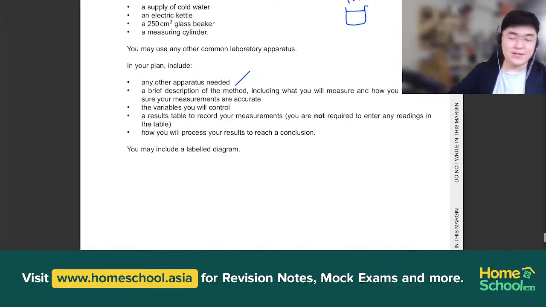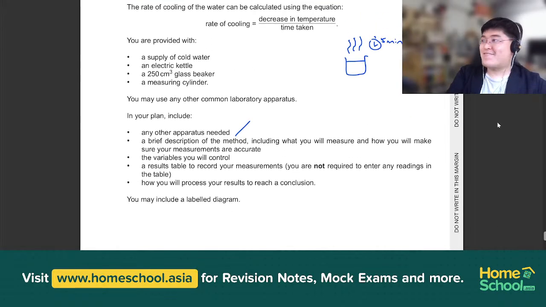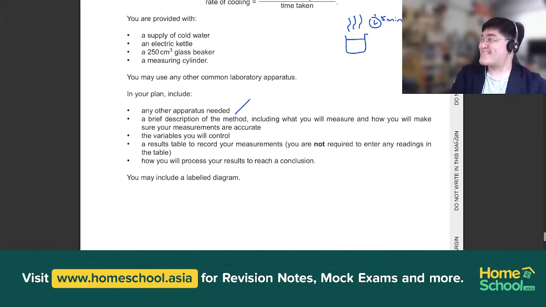Okay, let's do this. Any other apparatus we need? Since we are investigating the rate of cooling of hot water, basically we need to find out the initial temperature of the water. Something is not there to measure how hot the water is. So we additionally need a thermometer.